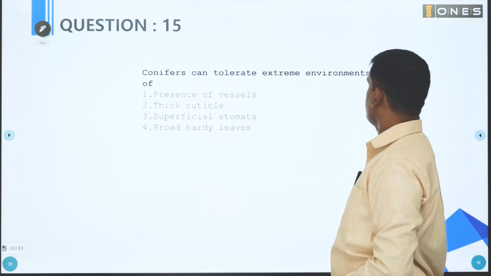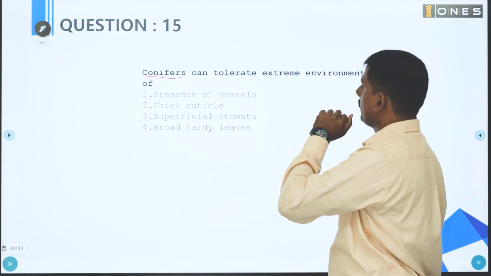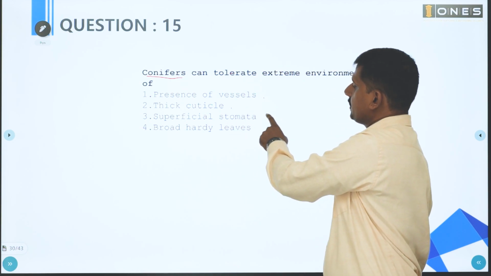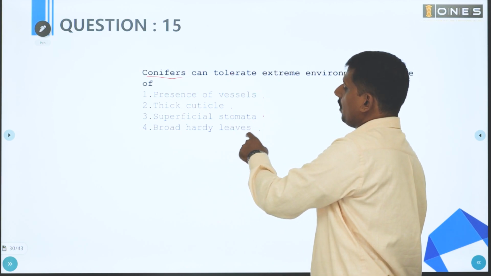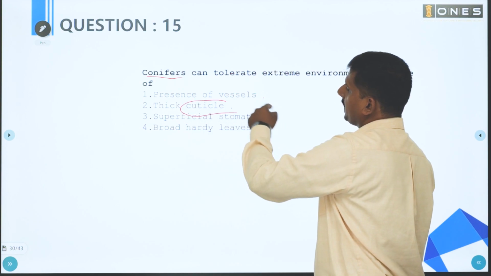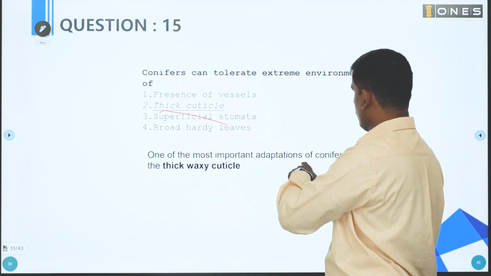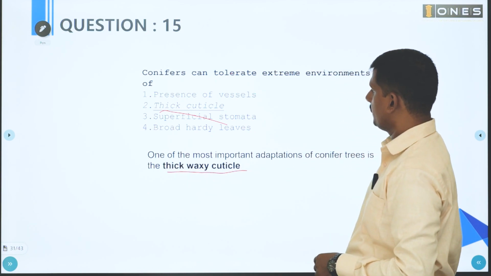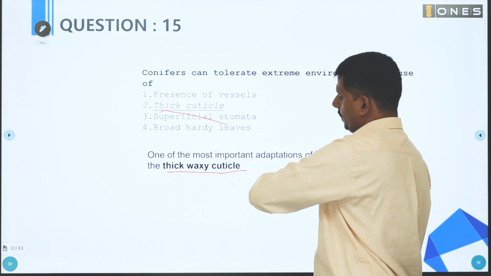Conifers can tolerate extreme environment because of. So why can conifers tolerate extreme environment? The options are broad hardy leaves, superficial stomata, thick cuticle, presence of vessels. So the right answer is thick cuticle. One of the most important adaptations of conifer trees is that they have a thick waxy cuticle. So conifers can tolerate extreme environment because of thick cuticle.